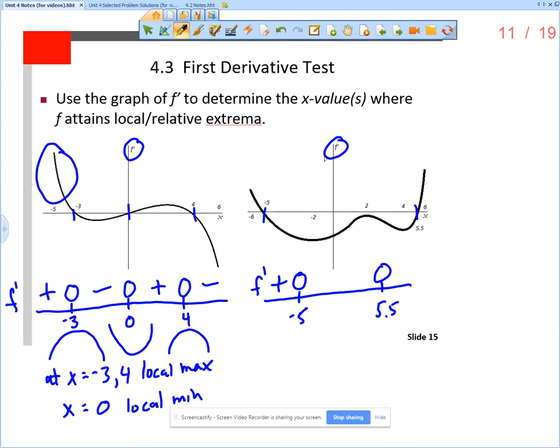Remember, this is a graph of f prime. All right, what is this graph between negative 5 and 5.5? It is negative, right? And then what is it to the right of 5.5? It is positive once again.